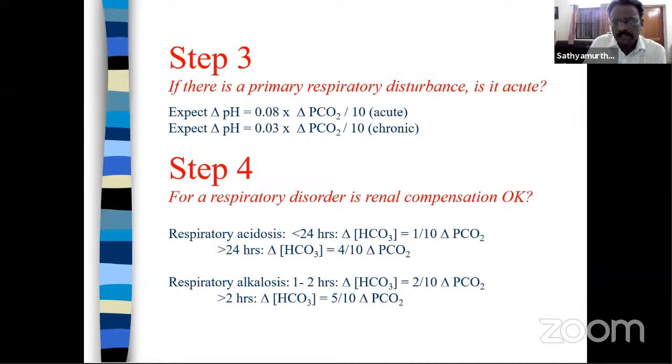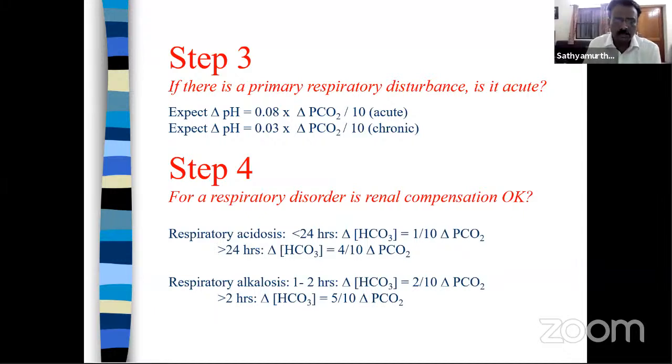So for every 10 change in PCO2 from 40, your bicarbonate will go up by 1. For chronic, that is more than 24 hours, your delta bicarbonate will be 4 divided by 10 into delta PCO2. So 1 and 4, just remember, in respiratory acidosis, the compensation will be either 1 for acute. So for every 10, it will be 1. In chronic, for every 10, it will be 4. So that is about respiratory acidosis.